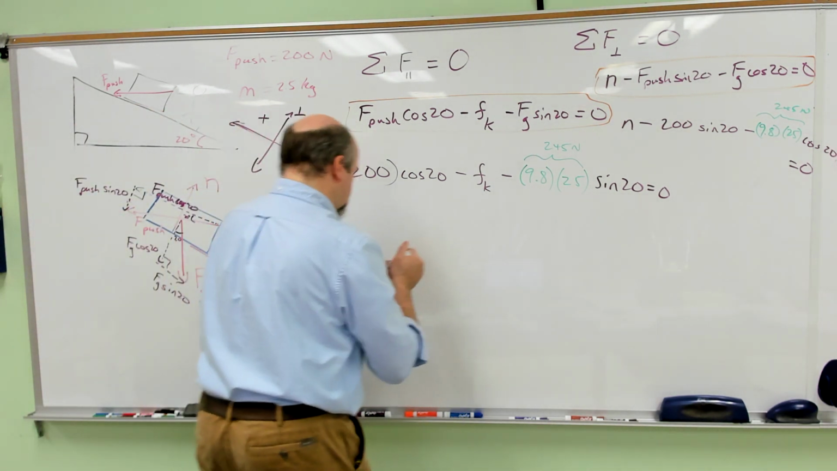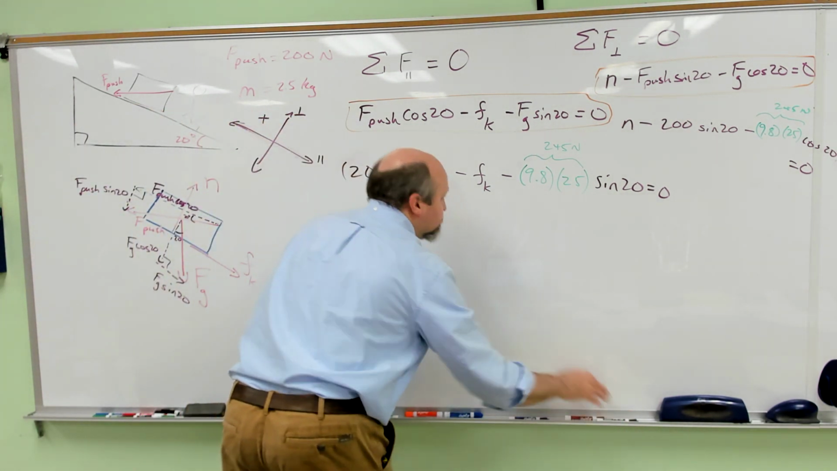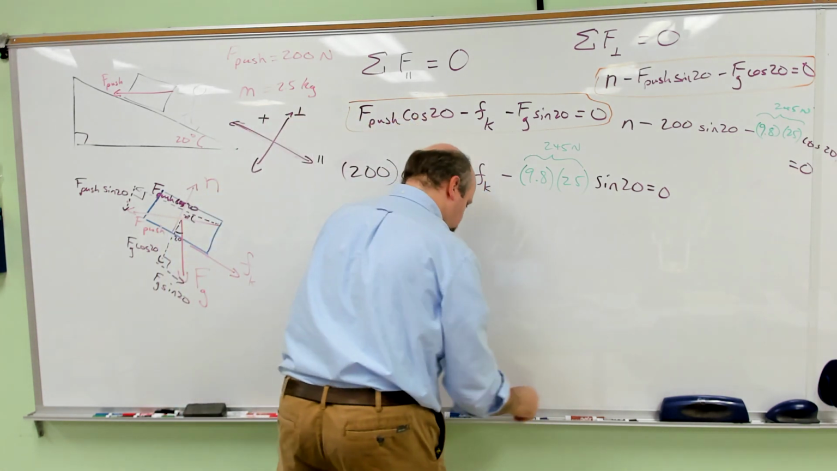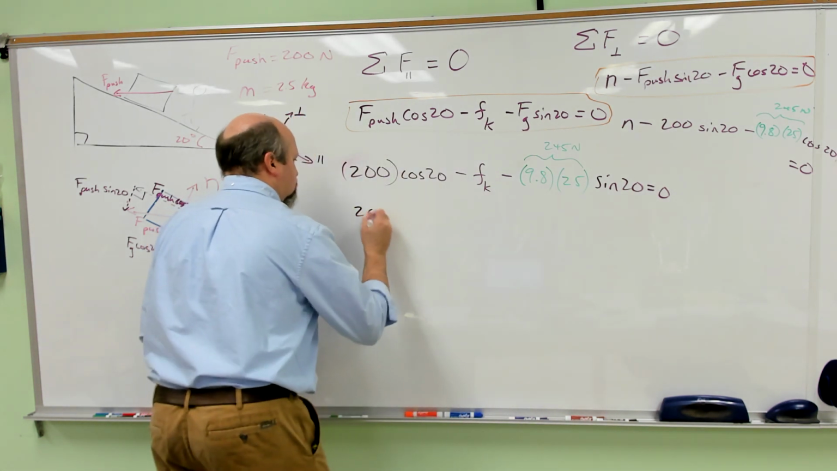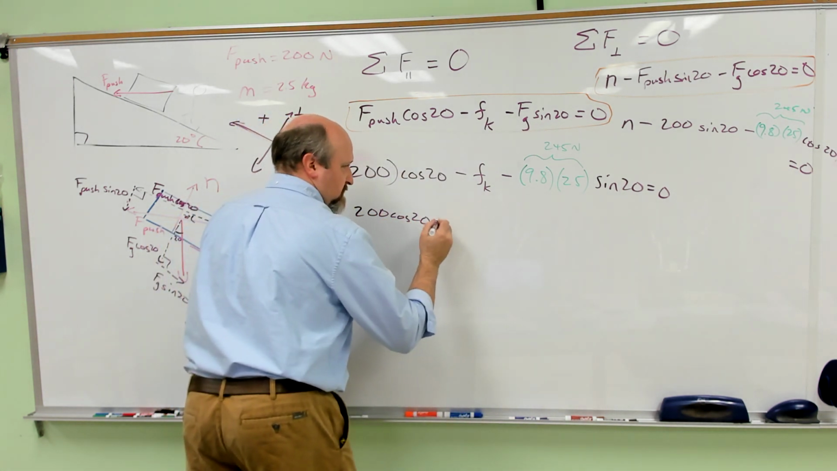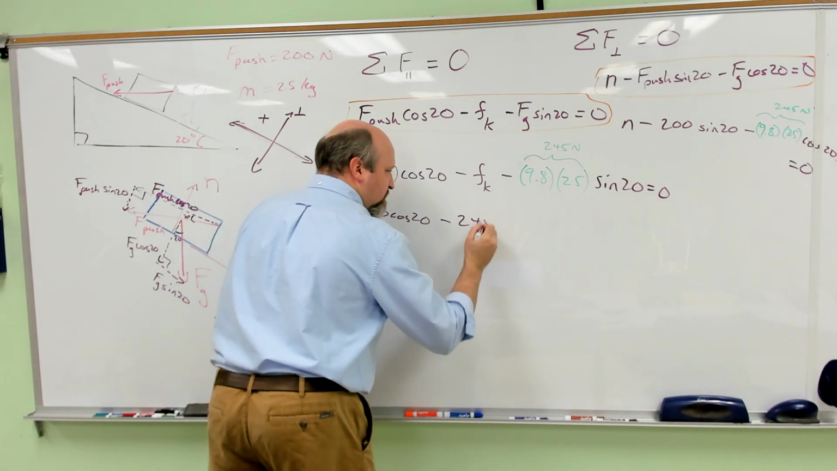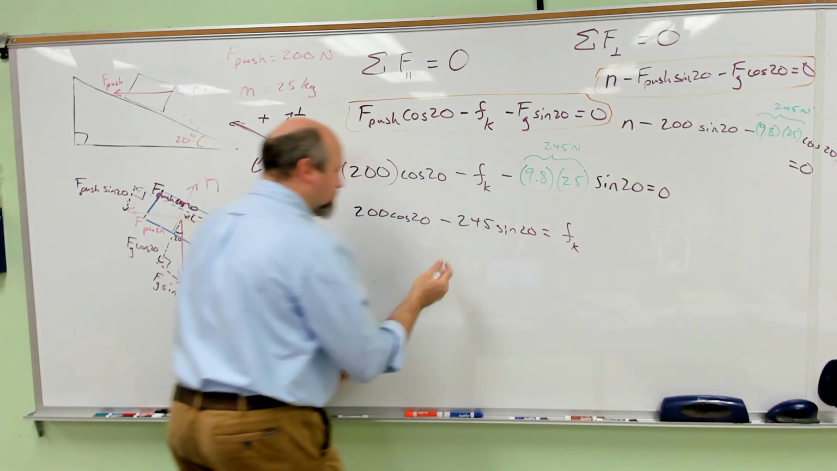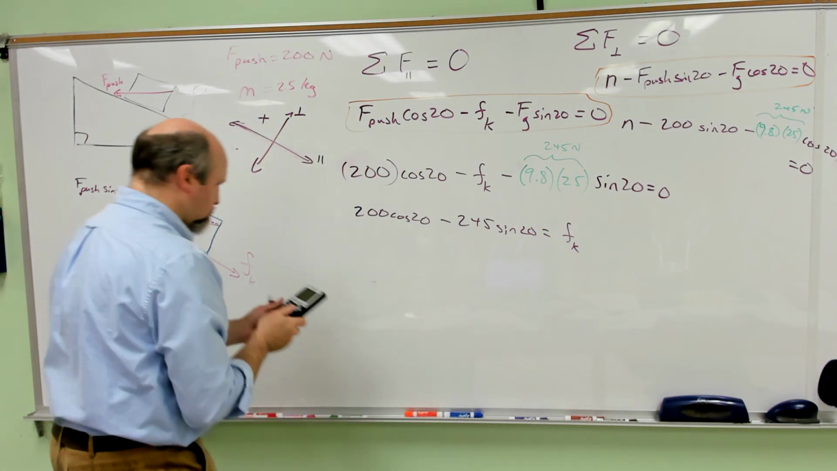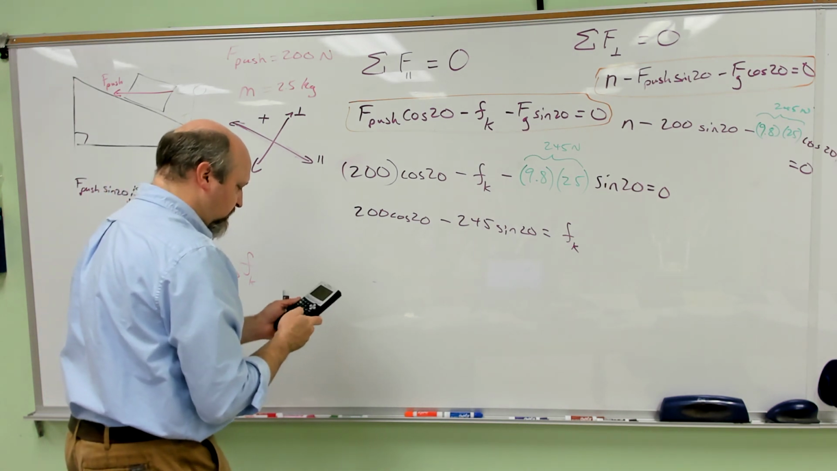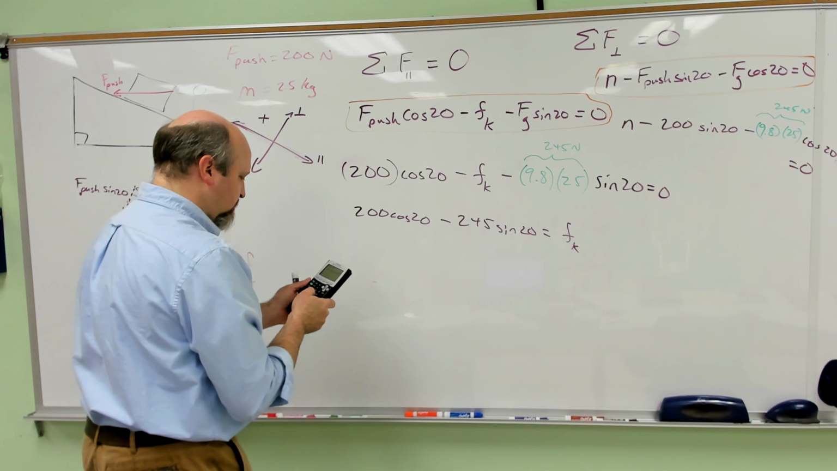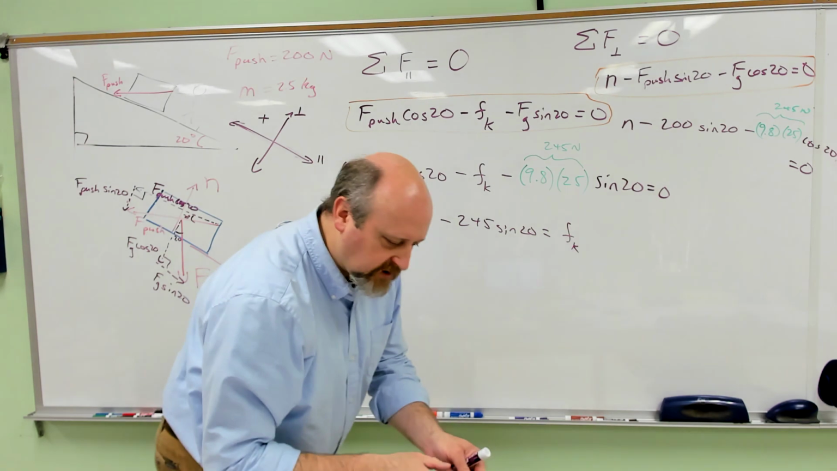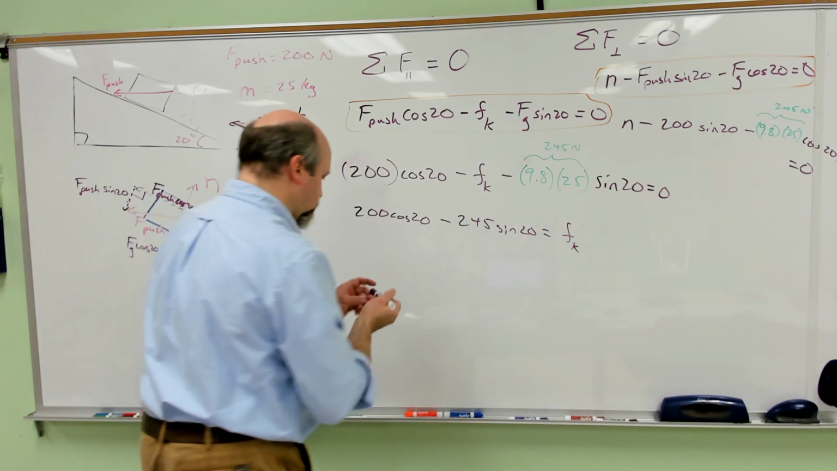Look, I can find the friction force right here. Okay? I would just rearrange this to get friction by itself. Look, friction's being subtracted from this side. Let's just add friction to both sides, move it to the other side. And I'll have 200 cosine 20 minus that 245 sine 20 will equal that kinetic friction. I just punched out my calculator, no big deal. 200 cosine 20 minus 245 sine 20. And my calculator tells me it's 104.1 newtons.